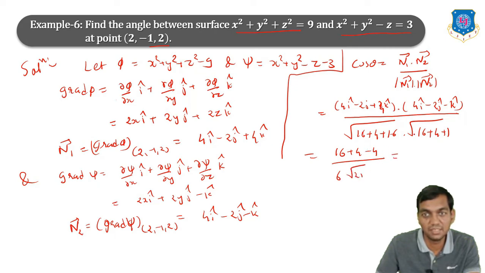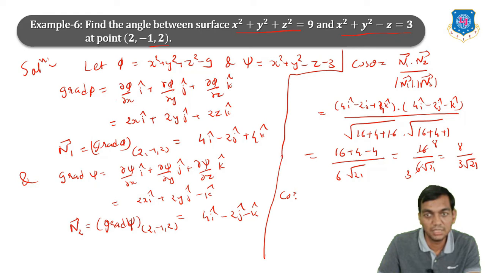So the 4s will be cancelled out, and we will get 16 by 6 root 21, and that is going to be 8 upon 3 root 21. Okay, and so cos theta is equal to 8 upon 3 root 21. So theta is equal to cos inverse of 8 upon 3 root 21. And that will be the angle. Okay.